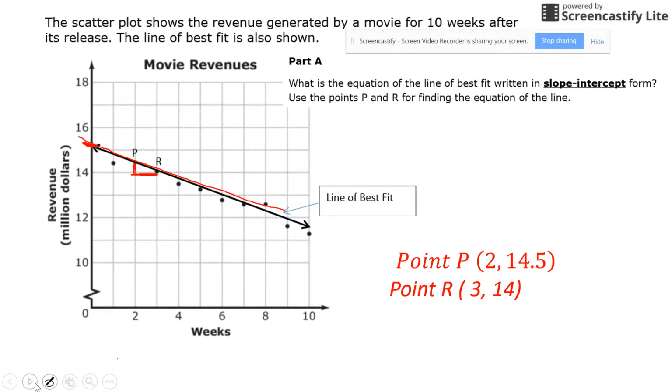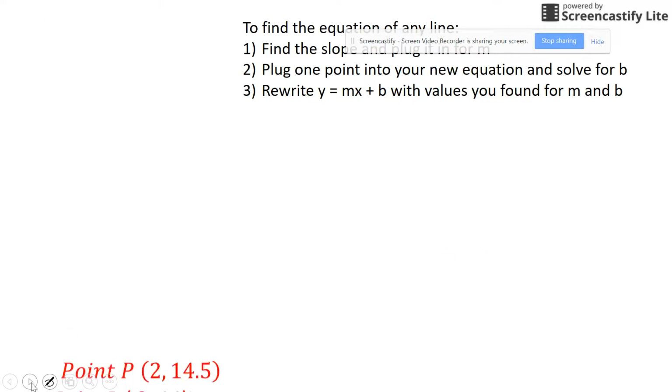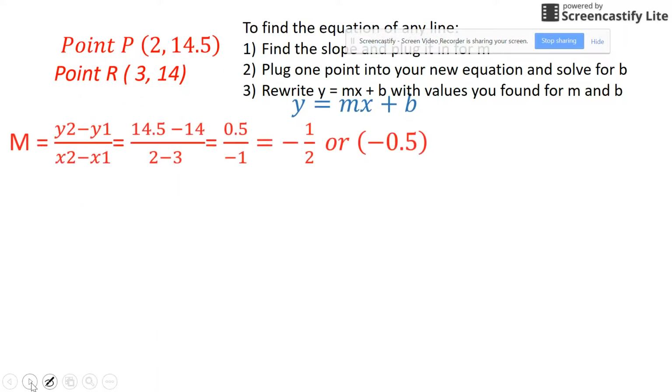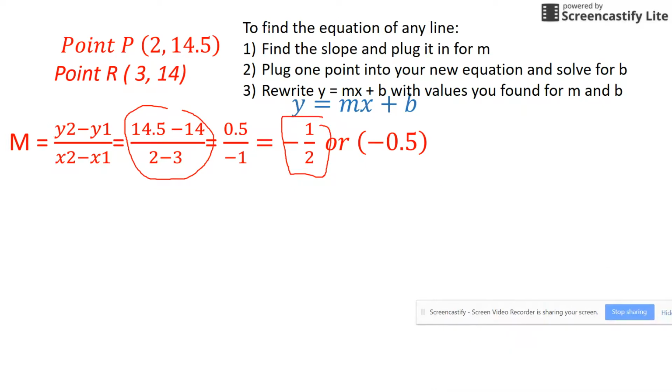So right now I can take my 2 y's and my 2 x's and subtract them. Now I chose to do 14.5 minus 14, 2 minus 3. Either way, it doesn't matter. But you get it down to a decimal or fraction. And that's always step 1. And then find that slope, plug it in for m. So I'm going to rewrite my slope equation, and I'm plugging in my new slope.